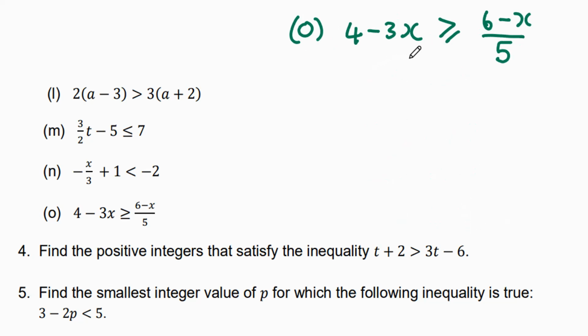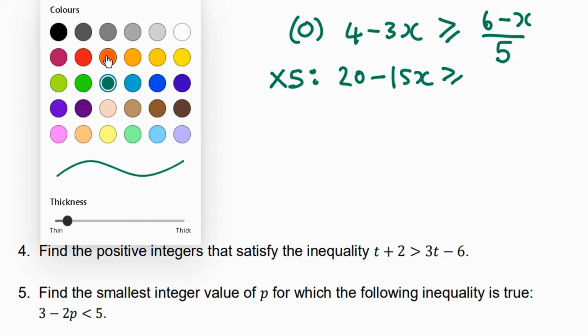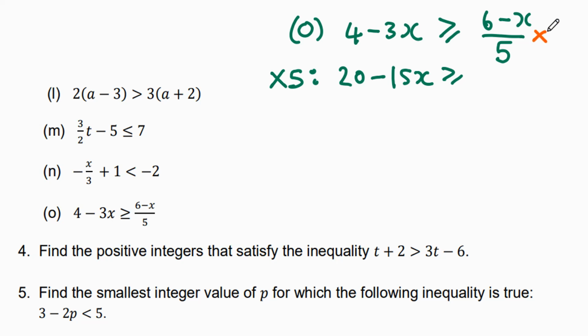Here we can first get rid of this fraction by multiplying through by 5. So 5 times 4 is 20. Then 5 times 3x is 15x. And on the right-hand side here, when we multiply by 5, the 5's will cancel. And we're left with 6 minus x.